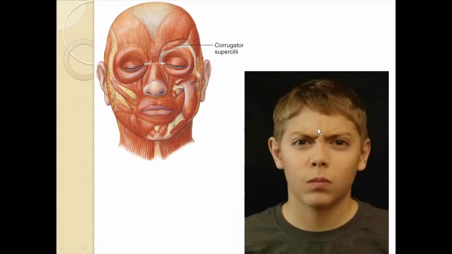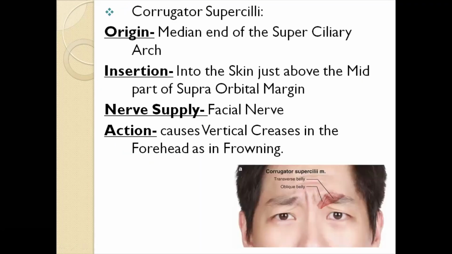The vertical lines caused in the glabellar region or forehead region are also related to another muscle, which we'll deal with in further slides. Frowning is a combined action of both muscles. For the present moment, just remember that the vertical creases in the forehead are caused by the corrugator supercilii.